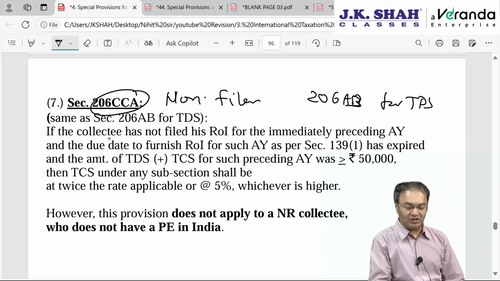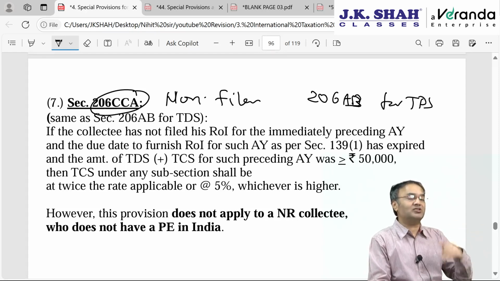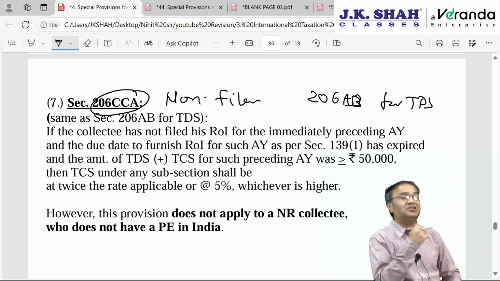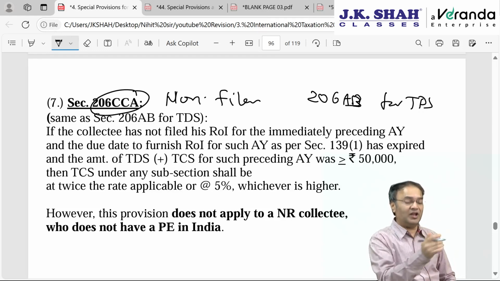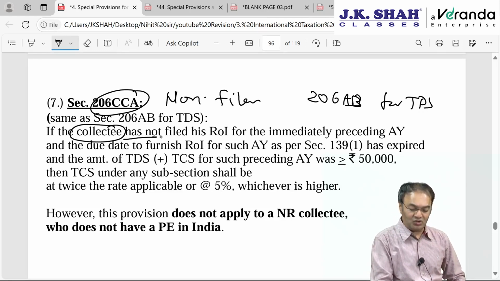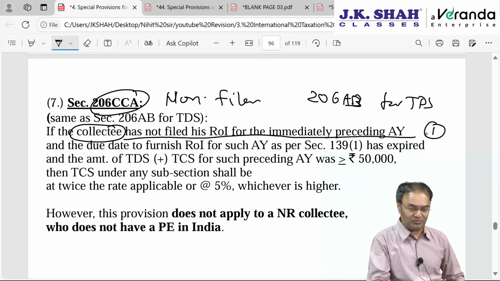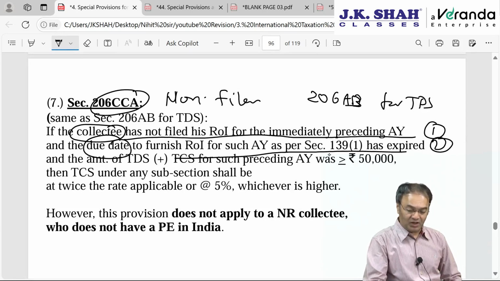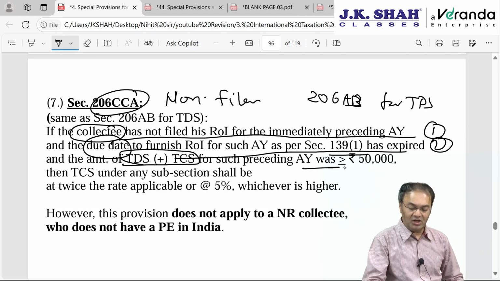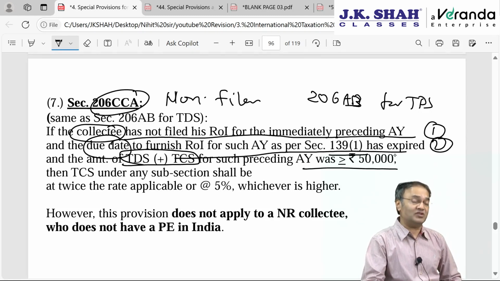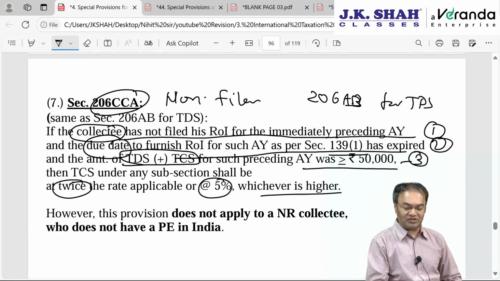It says IT return, the person from whom you are supposed to collect the tax. That is, you are the collector, he is the collectee. The collectee has not filed the IT return for the immediately preceding assessment year. That's condition 1. The due date to file the IT return has expired, as on the due date, that is 31st July, 31st October. That is condition number 2. And the third condition: TDS plus TCS for the last financial year for which the IT return is not filed is 50,000 or more. Then TCS will be at twice the rate applicable or 5%, whichever is higher.